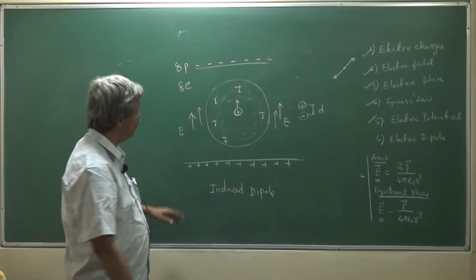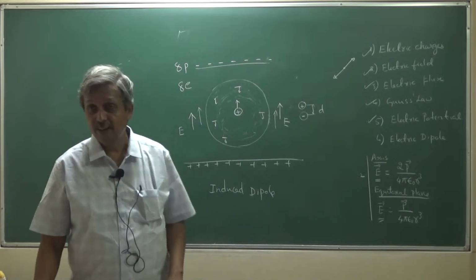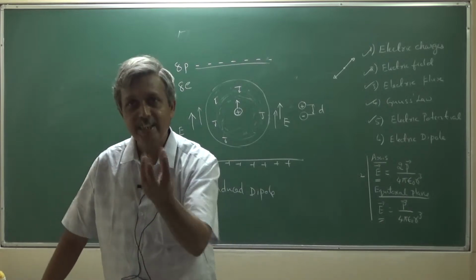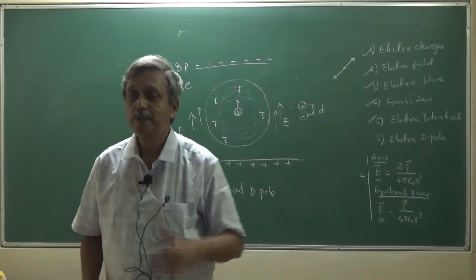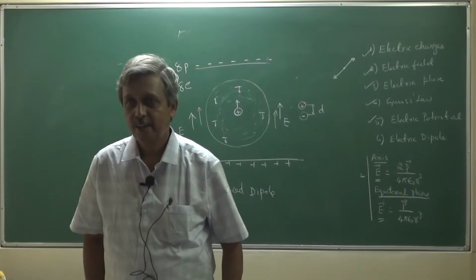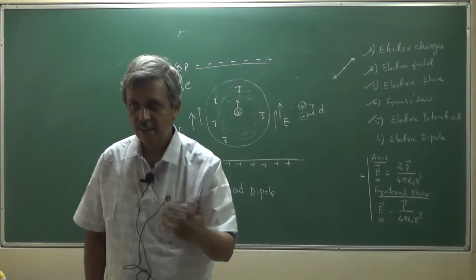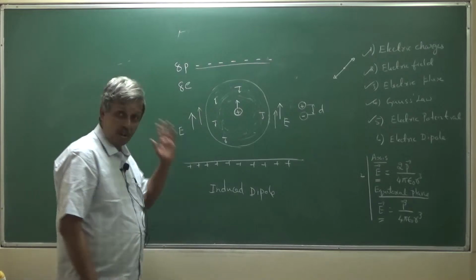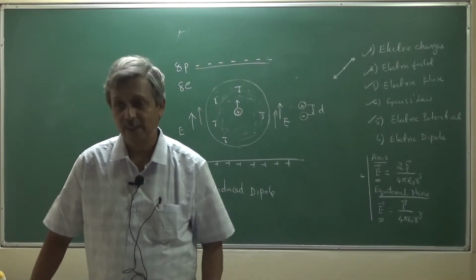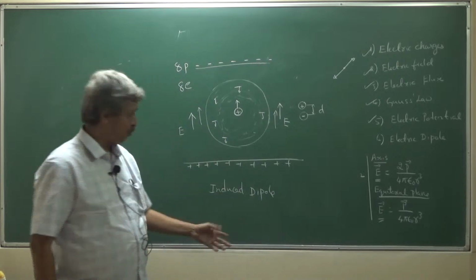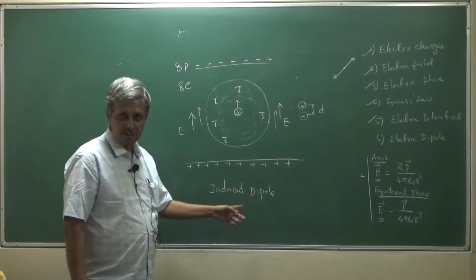Inducing a dipole means there was no permanent dipole before. Suppose you take a helium atom, you can make it a dipole by applying an electric field. That is called an induced dipole. Whereas the other one, HCl, has a normal permanent dipole, a natural one. Here we have induced the dipole. Correct? You understood? Induced dipole.